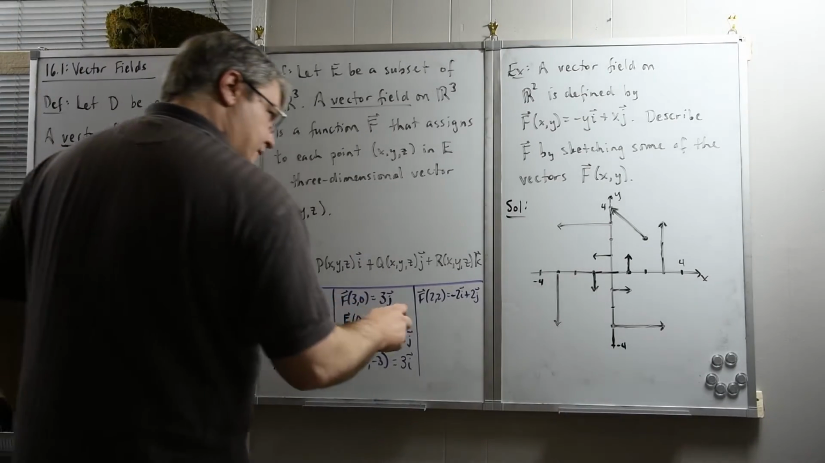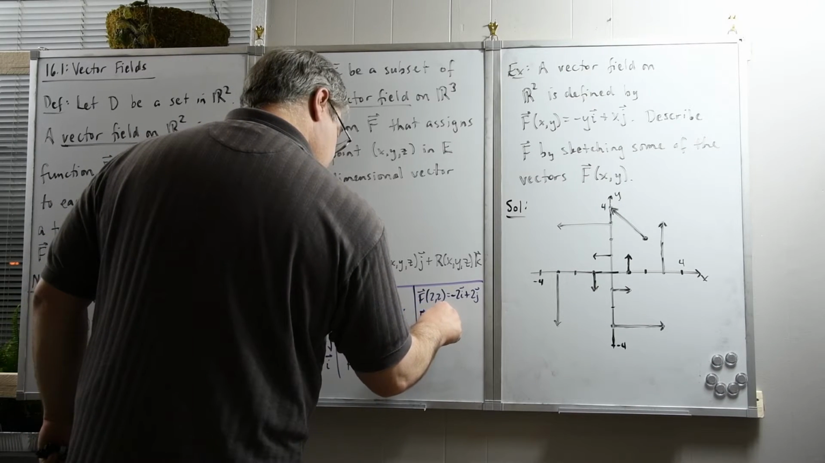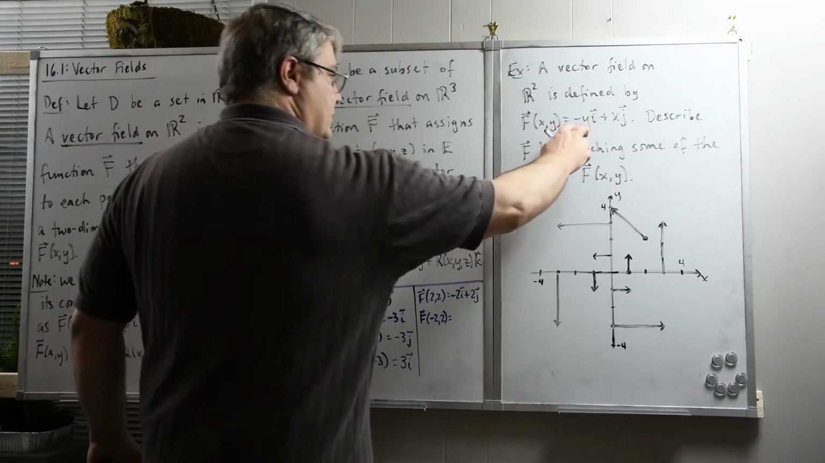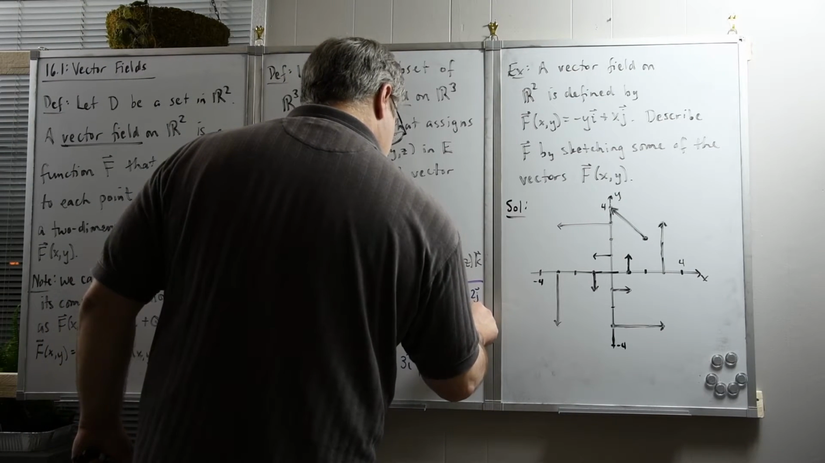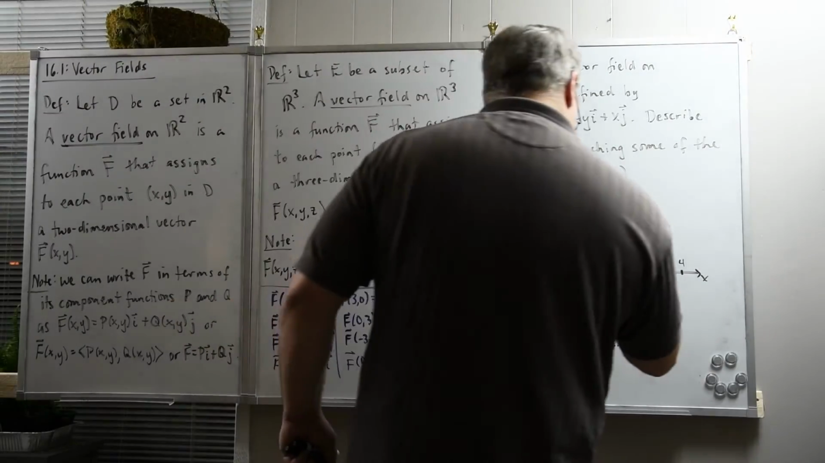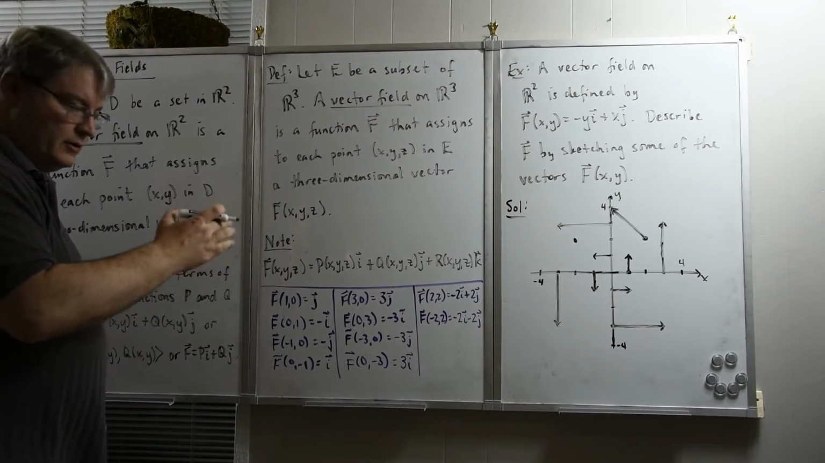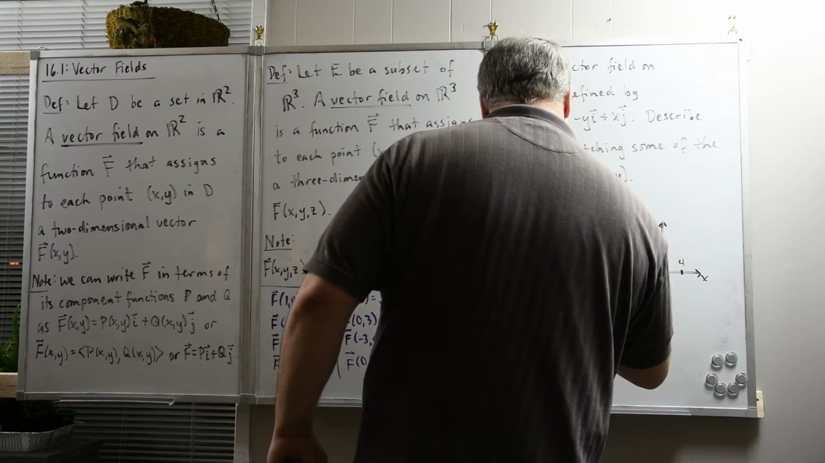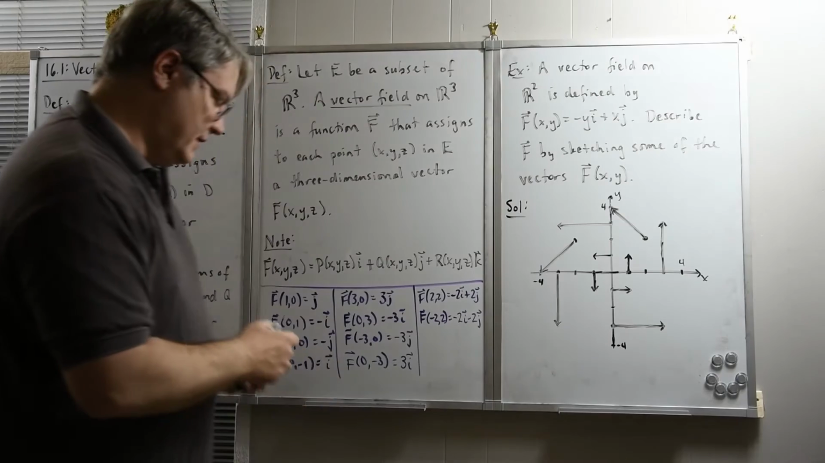And then we'll take a look at f of -2, 2. Here you have x is -2 and y is 2. So -2i plus -2j, that's -2i minus 2j. So -2, 2 is our initial point. From there, we will move left 2 units and down 2 units to plot the terminal point. So you get a vector that looks like that.